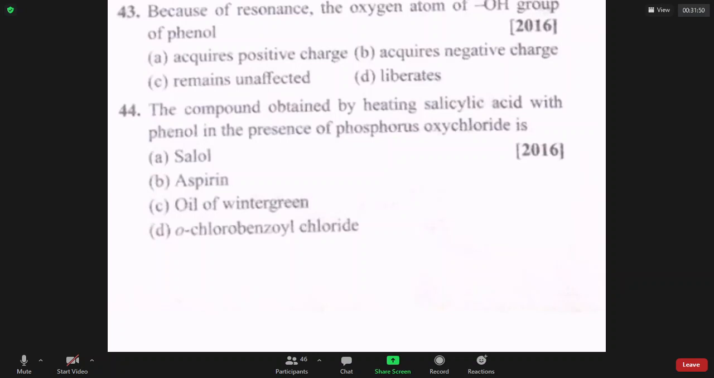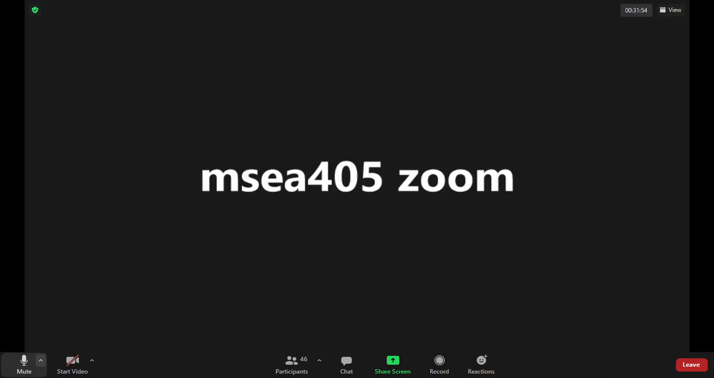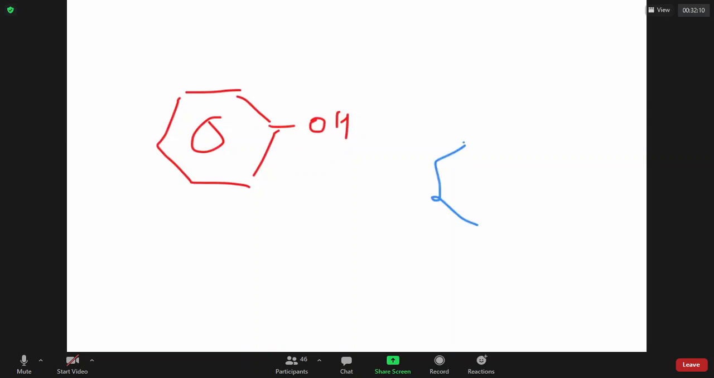I want to show you that reaction. Kindly observe the reaction. It is very, very important. This is a way to prepare your Zandu Balm. It is your phenol. It is your salicylic acid, COOH and OH.